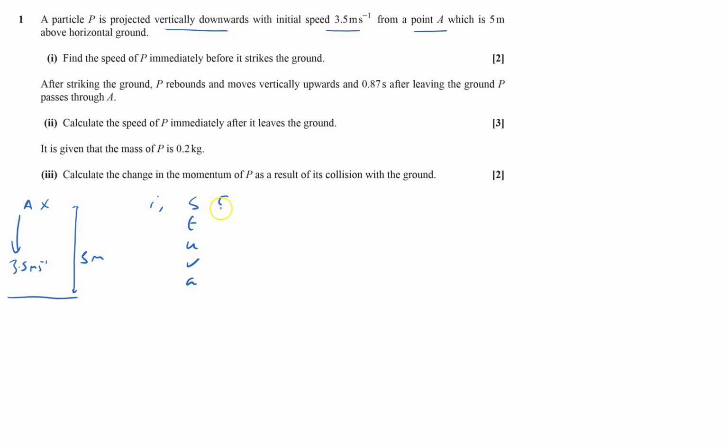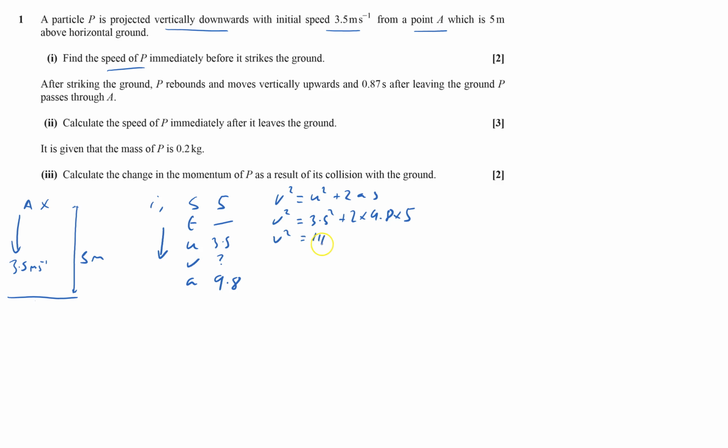Distance 5 meters. I put an arrow there, so that's going to be my positive, so it means that 9.8 will be my acceleration. Initial speed is 3.5, and I want to find the speed immediately before it strikes the ground. I don't care about t, so I use the formula without t, which is v squared equals u squared plus 2as. So I have v squared equals 3.5 squared plus 2 times 9.8 times 5.